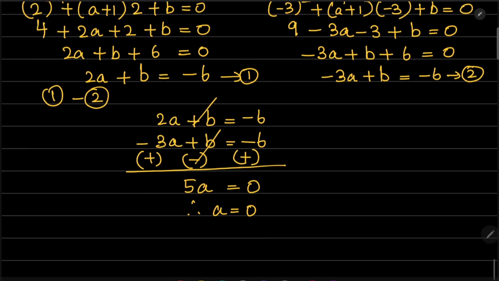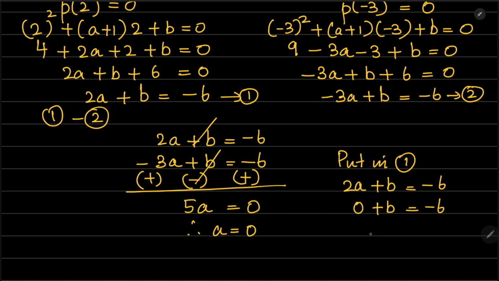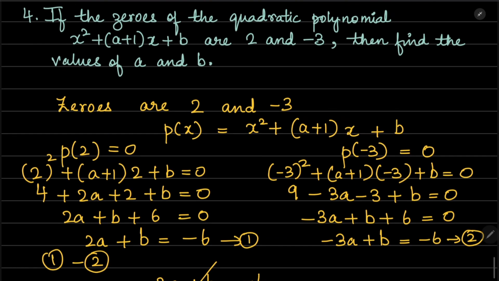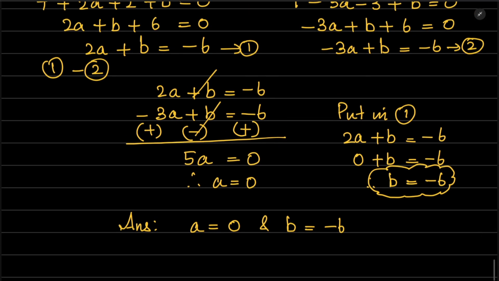Now you can substitute this a value in any one of the equations. So put it in equation 1. What is equation 1? 2a plus b equal to minus 6. So it's 0 plus b equal to minus 6. Therefore, your b is nothing but minus 6. What are you asked? You are asked to find a and b. So, therefore, you can write a is nothing but 0 and b is nothing but minus 6. These are the values of a and b. A very easy question.